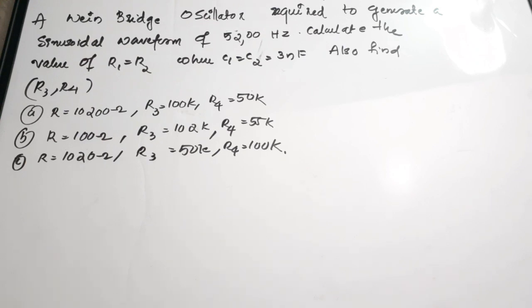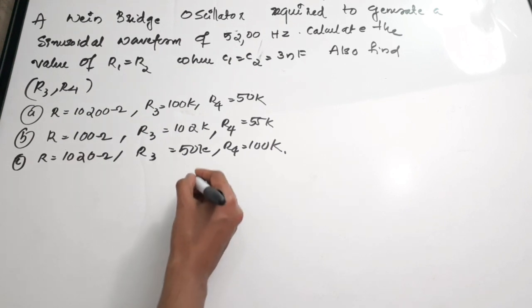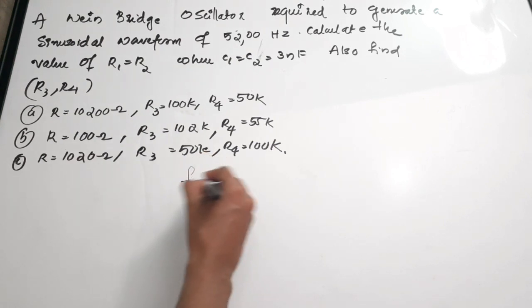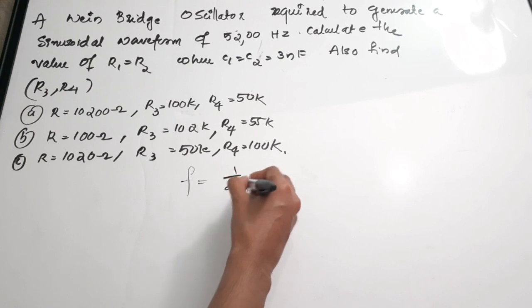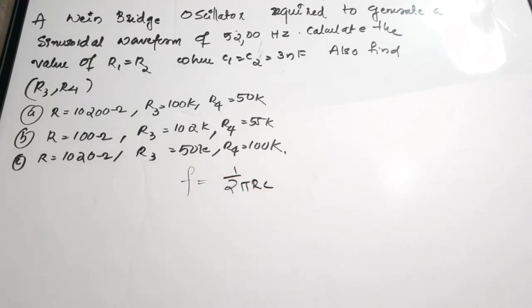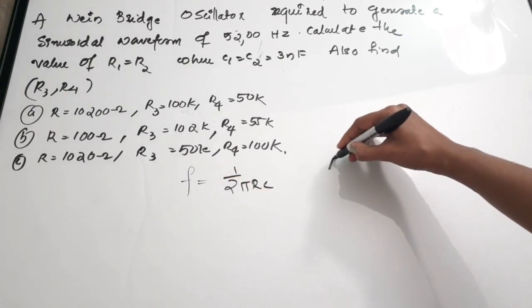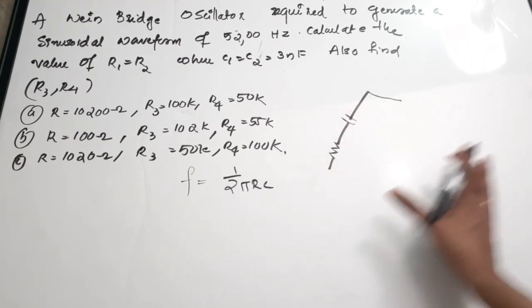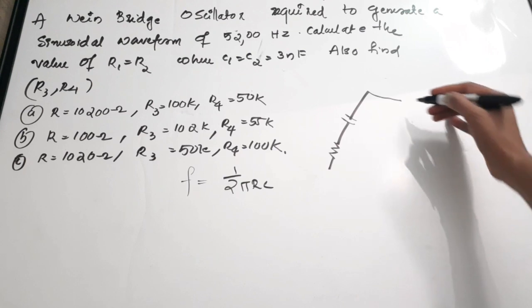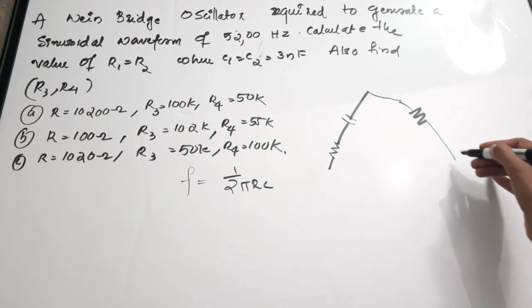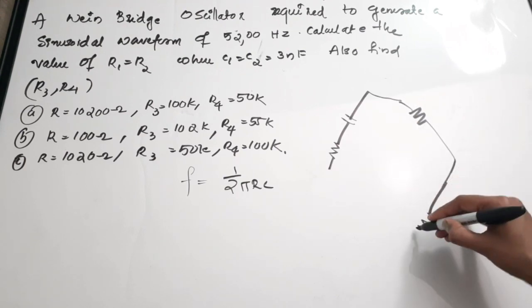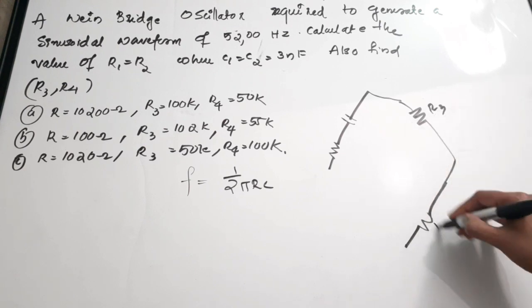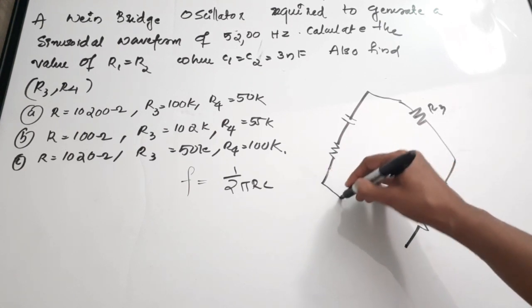Now I'm going to use the relation here. F is equal to 1 by 2 pi RC. See, in the circuit of a Wien bridge oscillator, I'll just draw a rough figure for you. There is a Wien bridge and an amplifier section. So there is one resistance here, there is one resistance here. This is R3, this is R4, and here there is a branch.